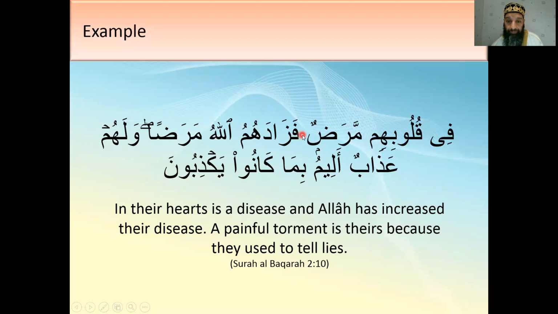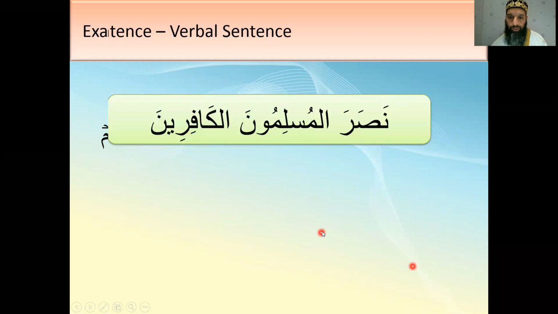So over here we see the fa'il, the doer, is Allah, of this verb, zada, to increase. And the maradan is the maf'ul bihi. He, Allah, increased them in what? Marada, in their disease. Azim means great, alim means painful. Right? Okay, so we're going to move on.